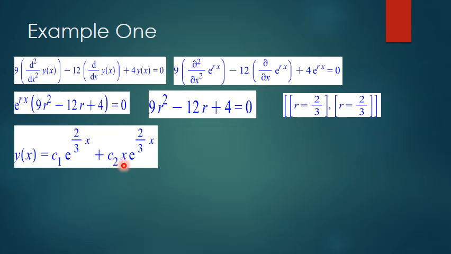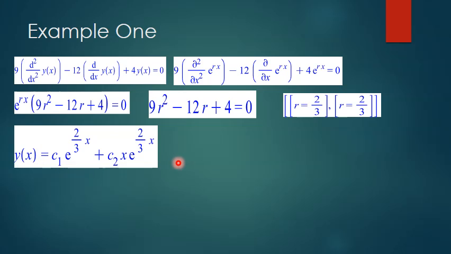If I use it again, because I have a repeated root, I have to multiply by a factor of the independent variable. If I was doing a third order differential equation and the roots repeated 3 times, I'd have to multiply by 2 factors of x to get a linearly independent equation. And so this is my solution.